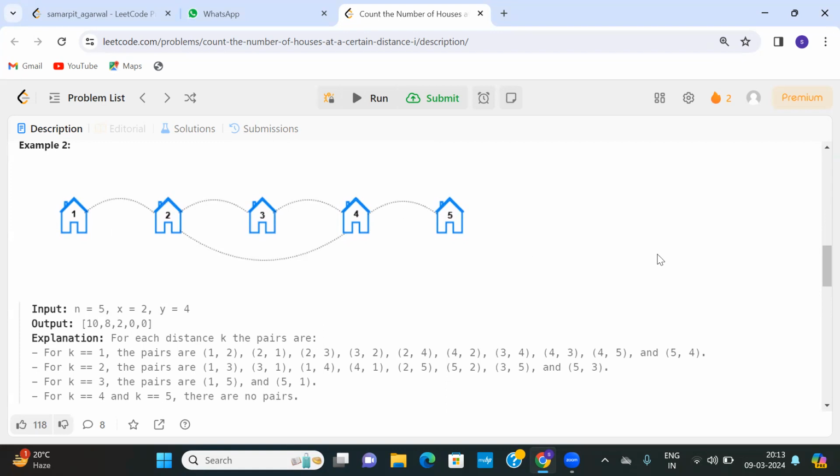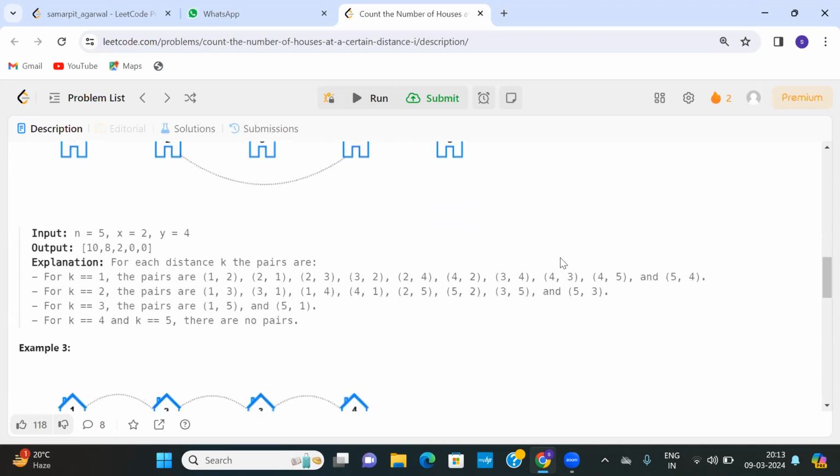There is an additional street connecting x to y. The value of x is 2, the value of y is 4. So there is a street connecting 2 to 4. This is the diagram which it looks like. Now there can be many pairs: 1, 2, 2, 1, 1, 3, 3, 1, 1, 4, 4, 1, 1, 5, 5, 1, and so on and so forth, which are numbered here.